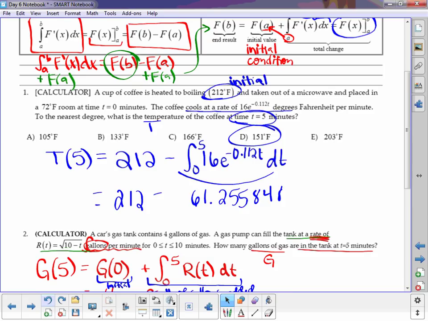What we have happening here is, again, my 212 is my initial amount. And this is how much the temperature changed from 0 to 5 minutes. It changed 61 degrees. It decreased 61 degrees, which gives me my final temperature here. So integrating a rate gives me that previous unit, the change in that previous unit.